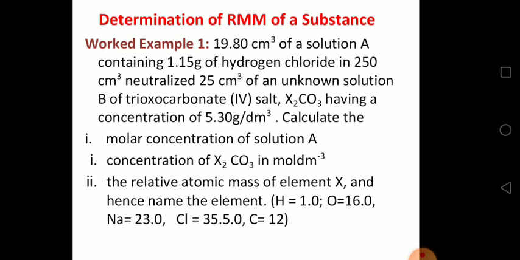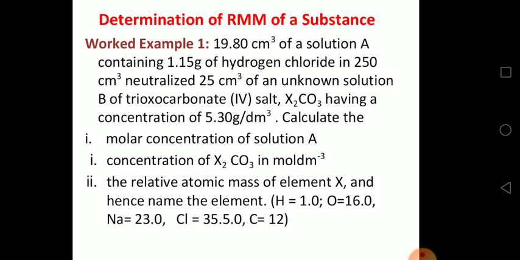Now, the first thing is you need to identify the quantities that you are given. What are the parameters given in this question? In this question, we can see that the volume of the acid used is 19.80 cm3. That's the titre value that has been given. Then we could see clearly that the concentration of the acid has been given. Now, this concentration has been expressed in gram per 250 cm3. So this can be converted to mass concentration.